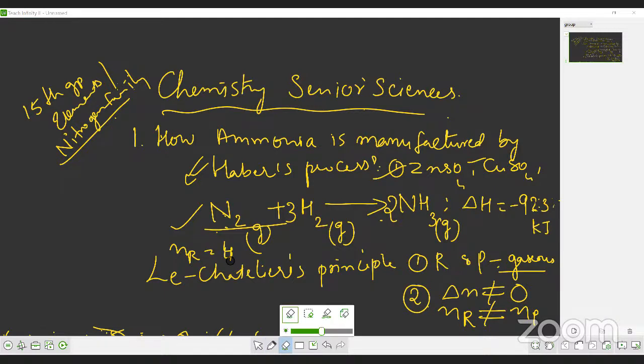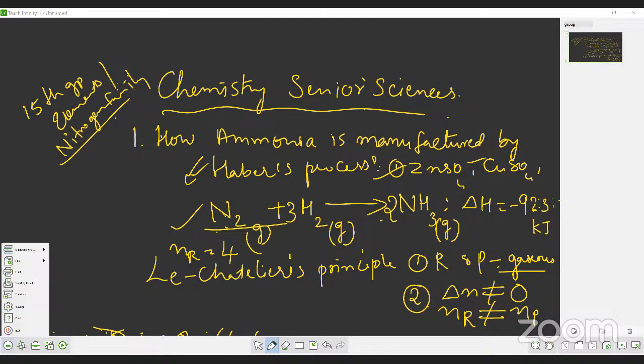So NR is 4, right? So total 4 moles of reactants are present. Now, coming to the products. How many moles of products are there? NP is 2 moles, right? Now, here, can we apply Le-Chatelier's principle or not?